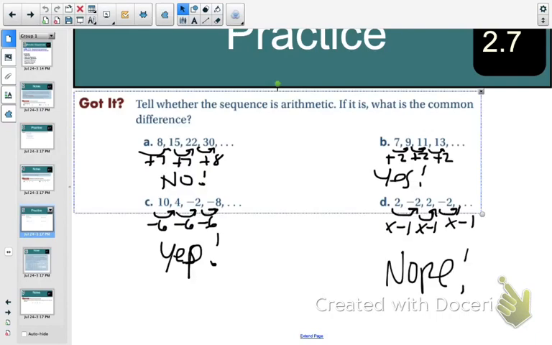Okay, so the first one goes up 7, and then 8, so it is definitely not an arithmetic sequence. The second one goes up 2 every time, so it is, yes, an arithmetic sequence, and your difference is positive 2. C, it goes down 6 every time, so it is arithmetic, and the difference is negative 6. And D, actually just alternating between positive 2 and negative 2. So in other words, you're multiplying by negative 1 every time. So there is a pattern, but it's not arithmetic because you're not adding the same thing each time.